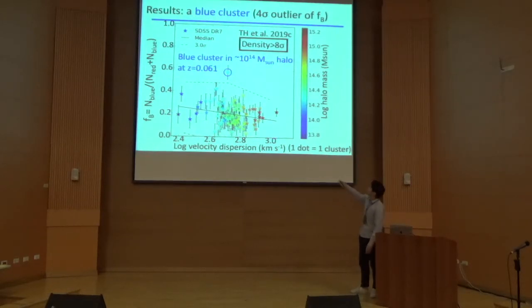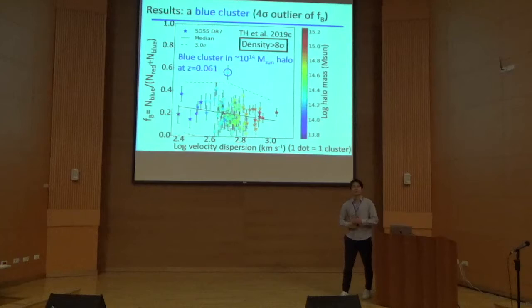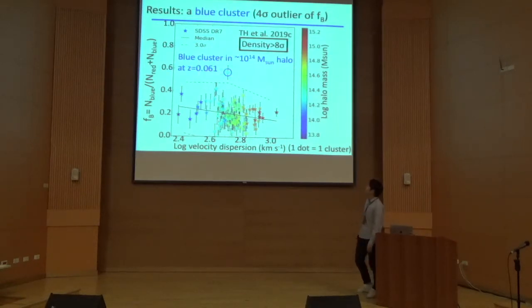But in my talk, I will emphasize that we found this outlier, a 4 sigma outlier in terms of blue fraction compared with galaxy clusters identified with exactly the same criteria. This is the blue cluster we found, which shows a very high blue fraction, yet is hosted by a very massive dark matter halo of 10 to the 14 solar masses. This value is at the massive end of dark matter halos in the local universe. This is really weird.